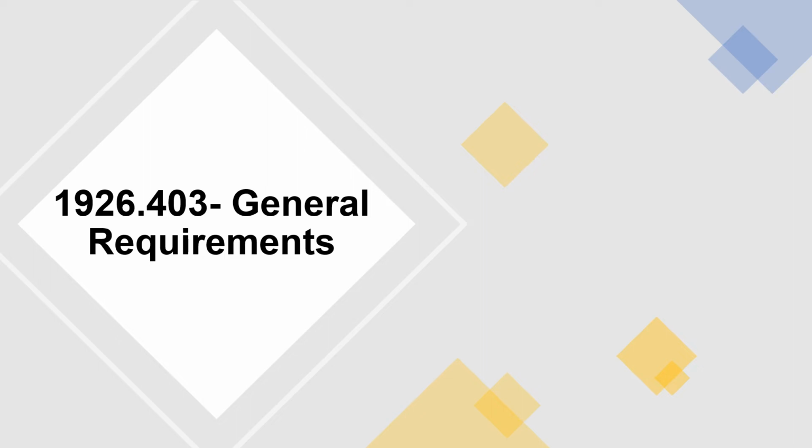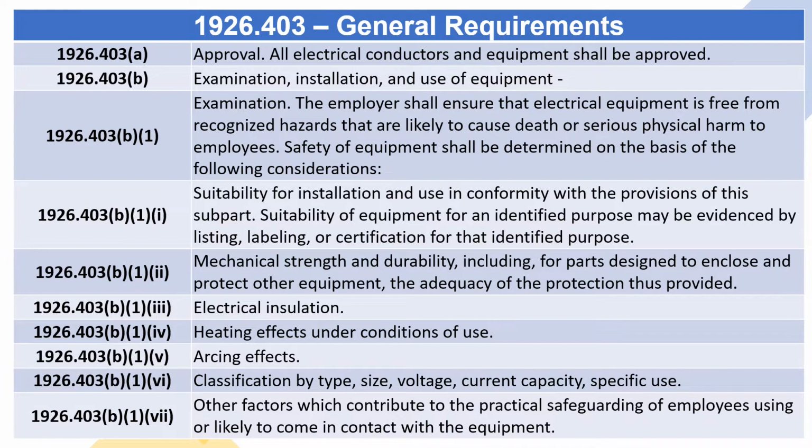1926.403 General Requirements. 1926.403(a) Approval. All electrical conductors and equipment shall be approved. 1926.403(b) Examination, installation, and use of equipment.